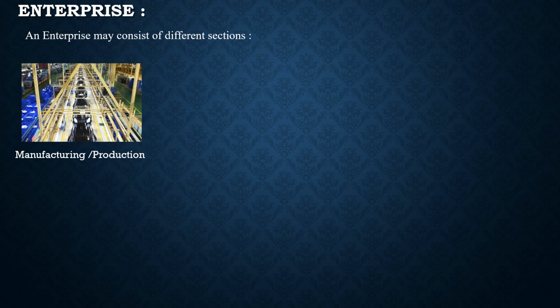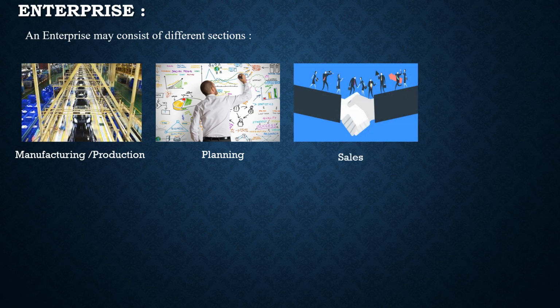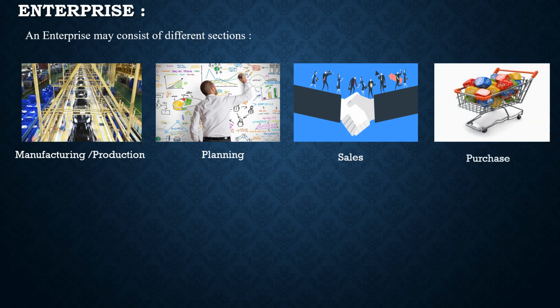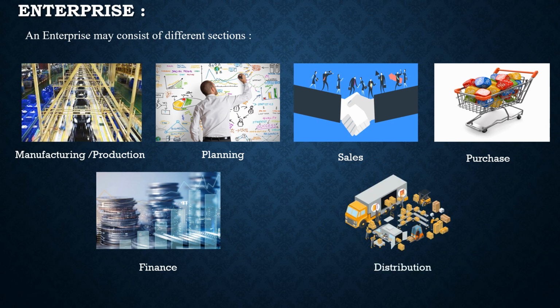Here the first section is the manufacturing or production section. The second one is the planning section. Third is the sales section. Fourth is the purchase section. Fifth is the finance section, and sixth is distribution. Now, the distribution section starts with purchasing raw material and ends with delivering the end product to the customer. So whatever sub processes are included in that, the distribution section contains all those processes.